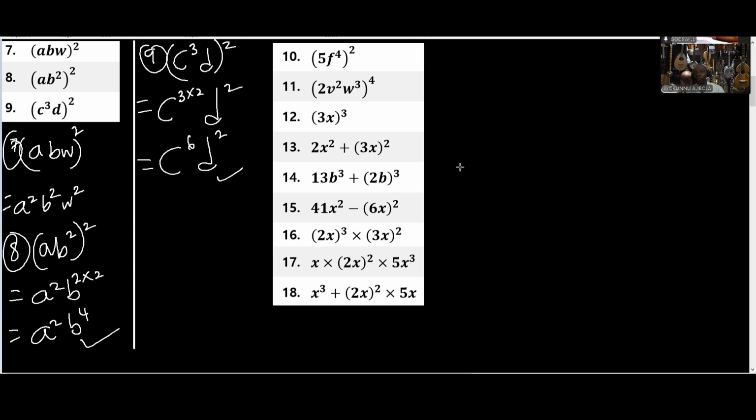Can you see it? Can you see the question? You are muted. Can you see the question?